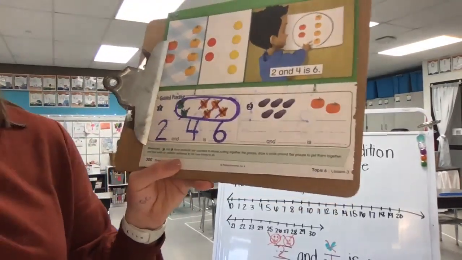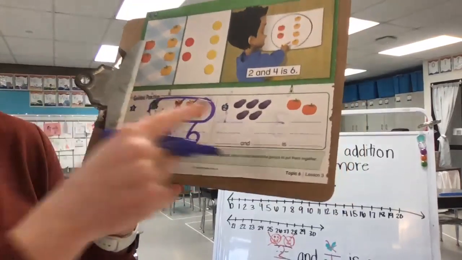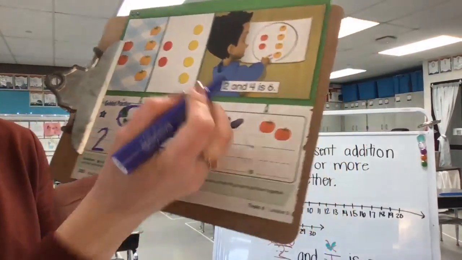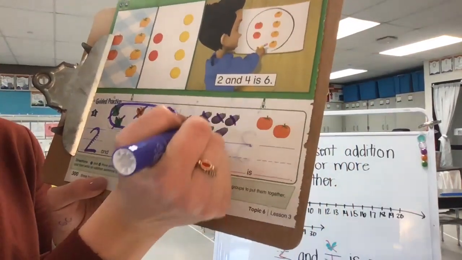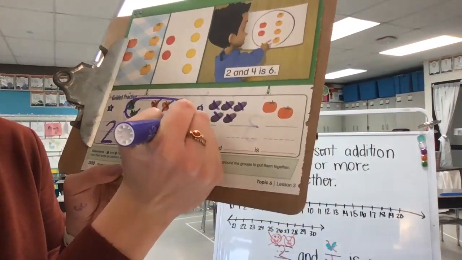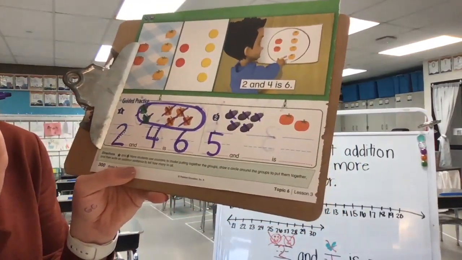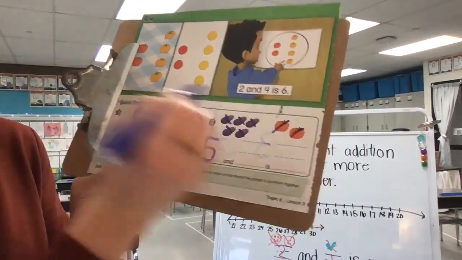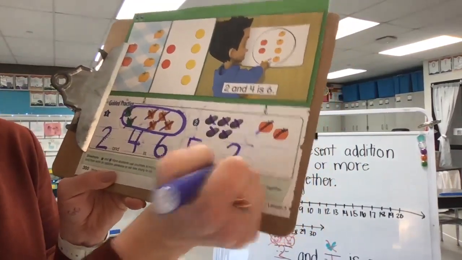Let's try our next one. We have 2 types of vegetables. They're eggplants and tomatoes. Let's count how many eggplants are in the first group. Ready? 1, 2, 3, 4, 5. Let's write our 5 on the first line to show our first group has 5 eggplants. Now let's count the tomatoes. We have 1, 2. So we're going to write a 2 on the second line.